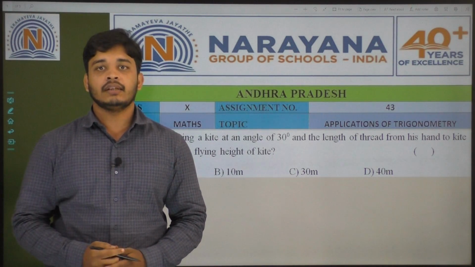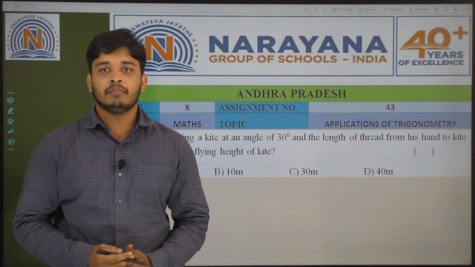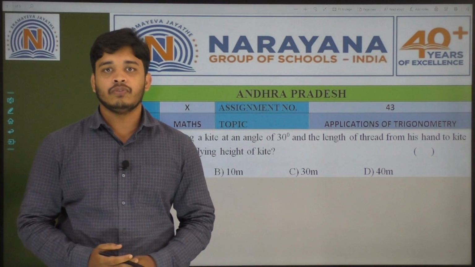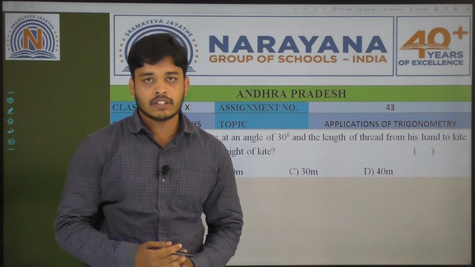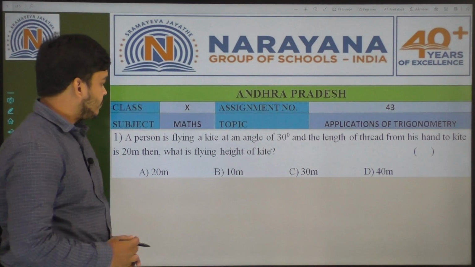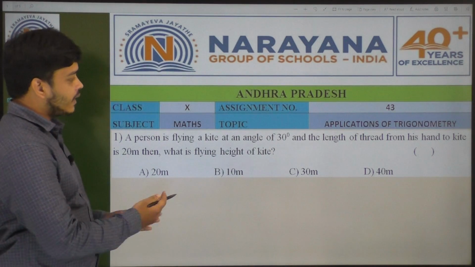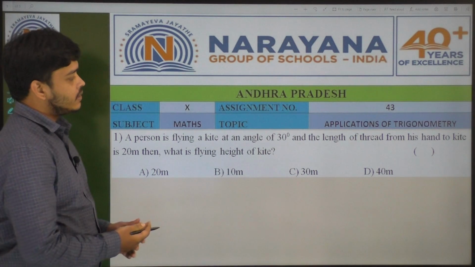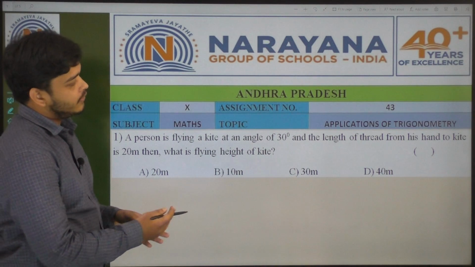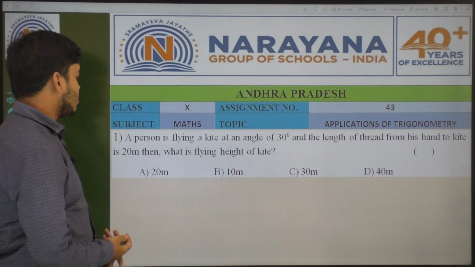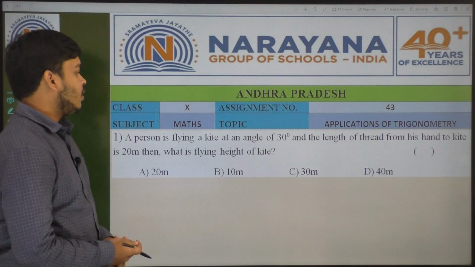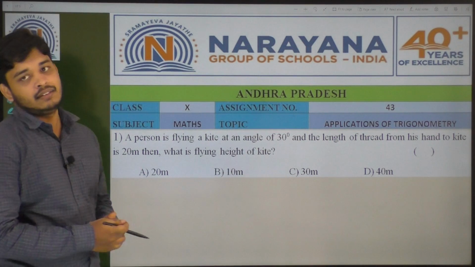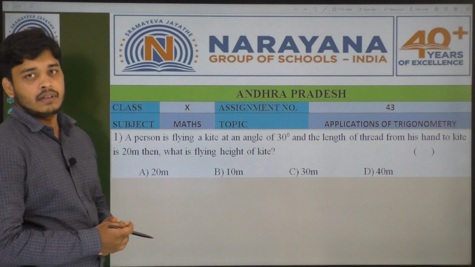Today we are discussing 10th standard mathematics assignment number 43 on the topic of applications of trigonometry. Now the first question. A person is flying a kite at an angle of 30 degrees and the length of thread from the hand to the kite is 20 meters. Then what is the flying height of the kite?